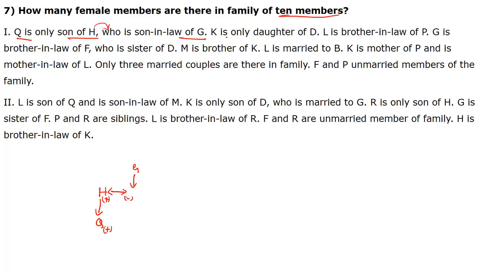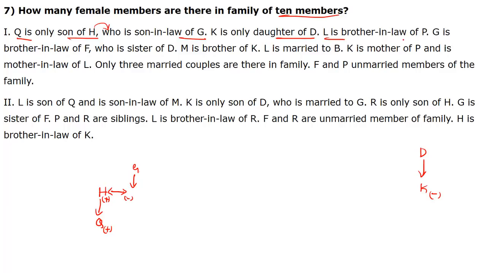The next one is K is the only daughter of D. It is very clearly said that K is the only daughter of D. But we don't know who K or D is, so I'm just going to keep it on hold. D's only daughter is K. So D may be having sons, but so far D is having only one daughter.